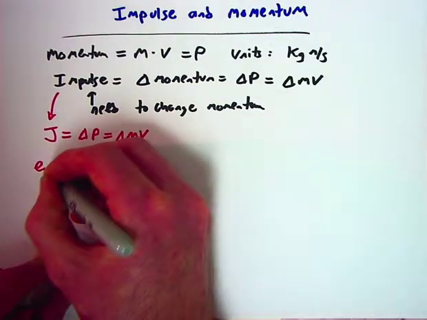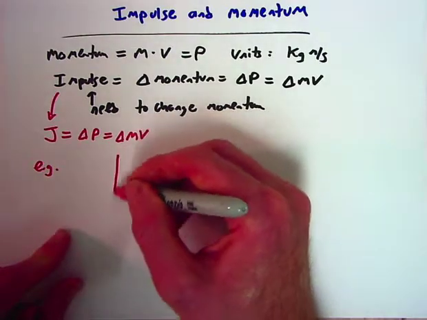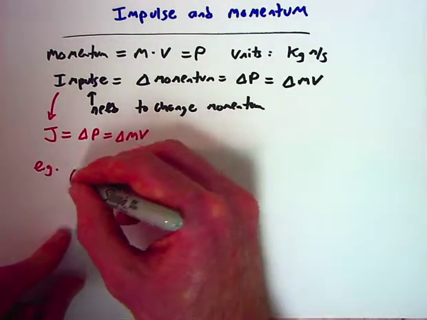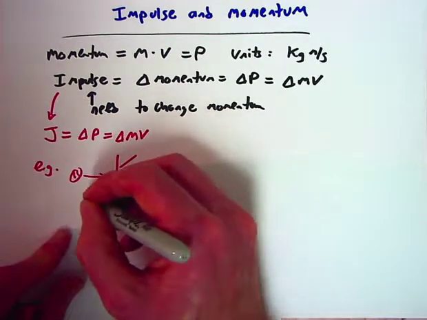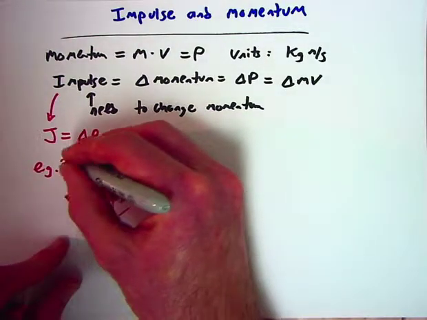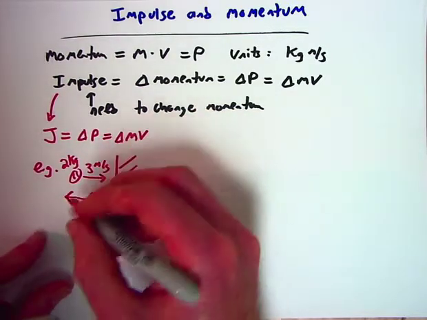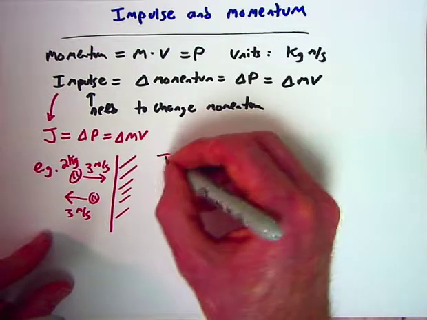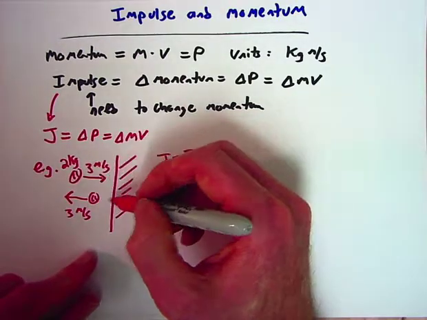Let's just do a quick little example. It's very common to do for impulse problems a ball hitting a wall. So there's my wall, and let's say I've got a ball coming at the wall, and then the ball bounces off the wall and goes that way. I'll just put a couple numbers in here. Let's say we get a 2 kilogram ball, and it's going at 3 meters per second, and then rebounds with the same 3 meters per second. And then I want to figure out how much impulse was necessary to change the momentum of the ball from going this way to going that way.